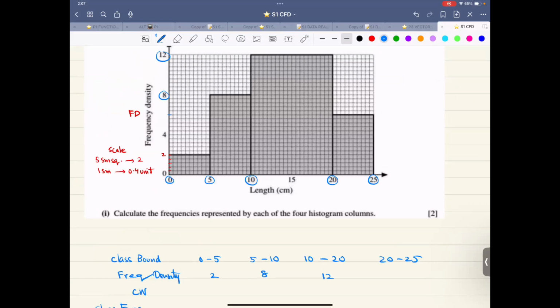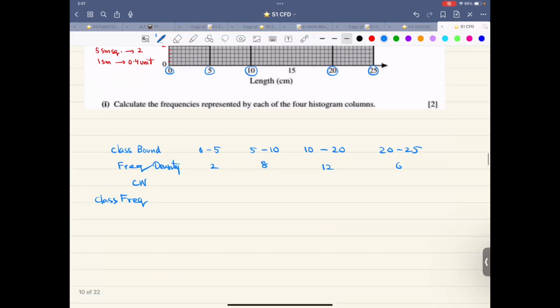That is this thing over here. So this is 1, 2, 3, 4, 5. This is 6. So therefore, they all are good integers. What about the class width? The class width is 5. The class width is 5. The class width is 10. The class width is 5.